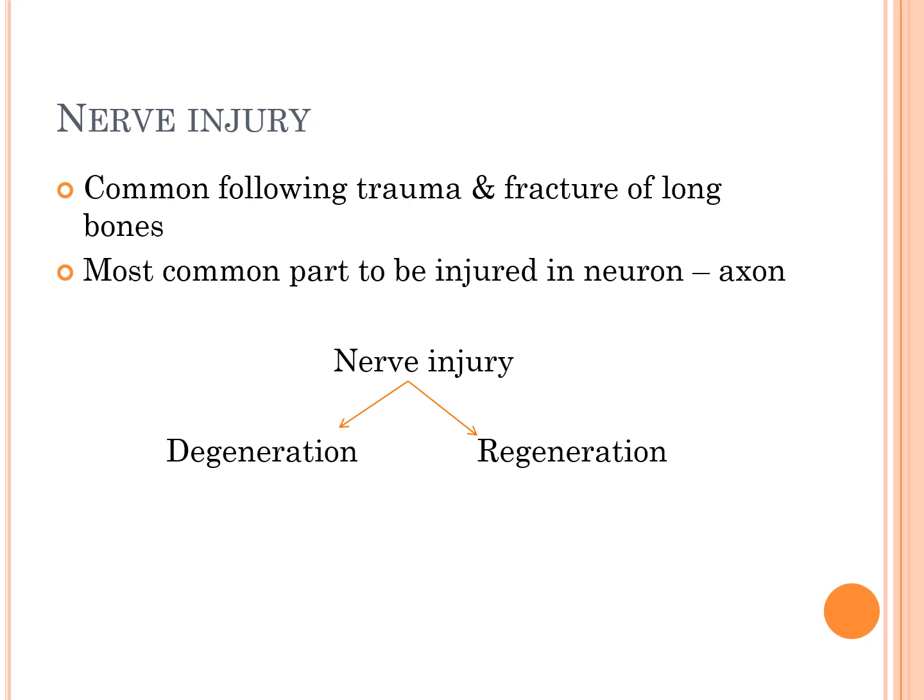So the common causes are crush injury, obstruction of blood flow, injection of local toxins, or transection through cut injury. So all these are the common causes of nerve injury.